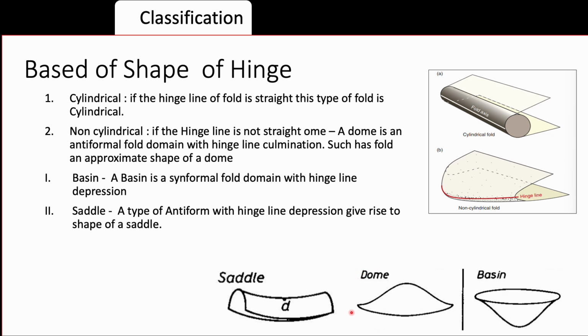Here is a dome. The hinge line is like that. And in the basin type, the rocks dip toward the center and the low point, forming a synformal structure. This is the type of saddle.